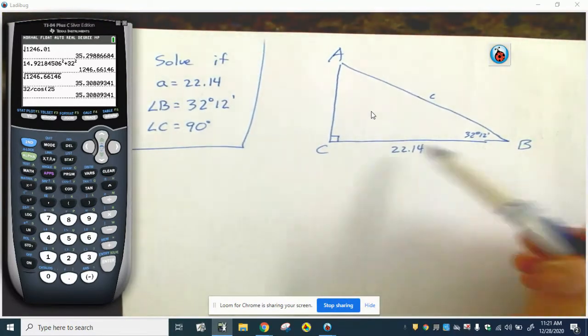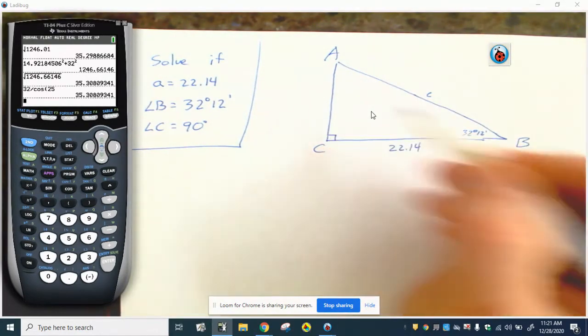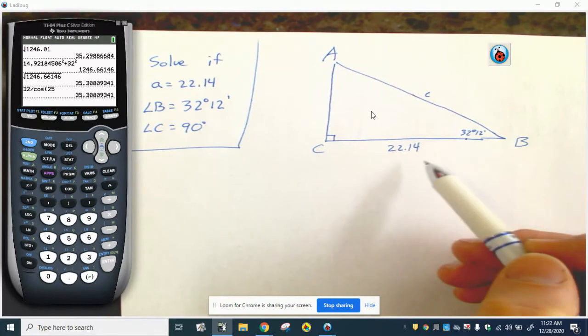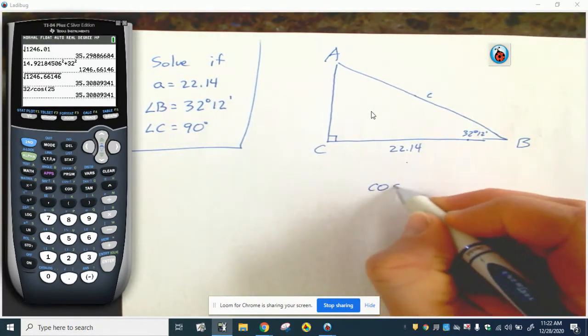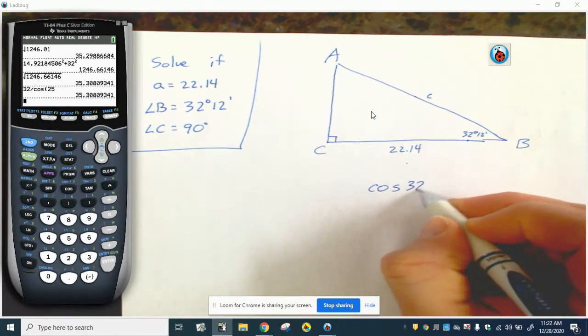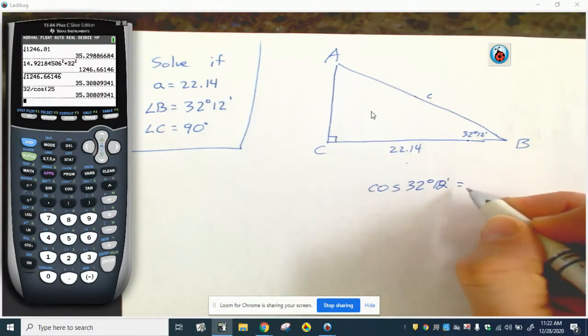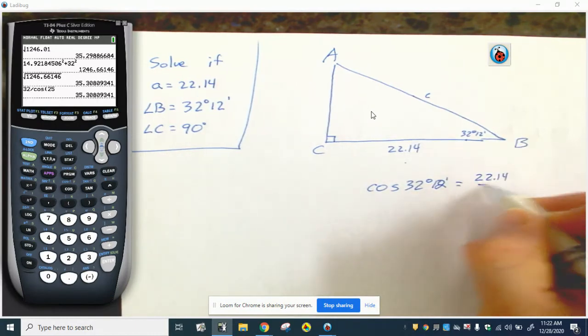So again, now it just becomes, what do you want to solve for first? If I want to solve for side C first, well, from my given angle, adjacent hypotenuse, that would be cosine. So I'd say cosine of 32 degrees 12 minutes is equal to adjacent over hypotenuse.